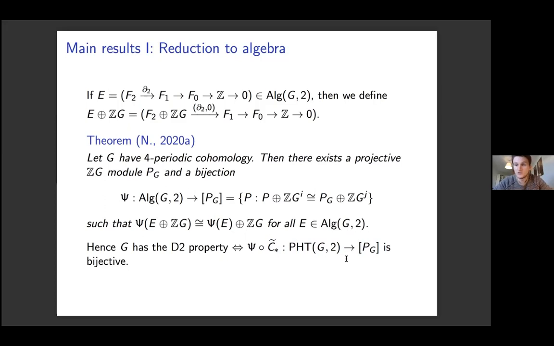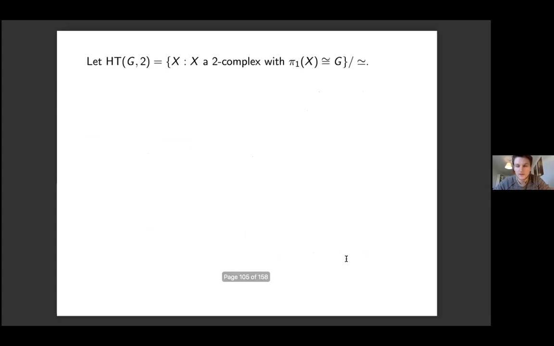Maybe we can classify 2 complexes as well. Right? Okay, and the second result is the following. So now I'll consider the depolarization. So suppose let HT of G2 just be all 2 complexes with fundamental group G up to homotopy, not just polarized homotopies.